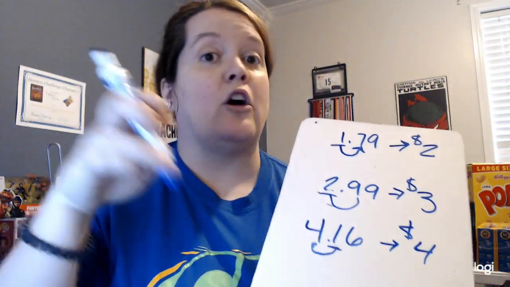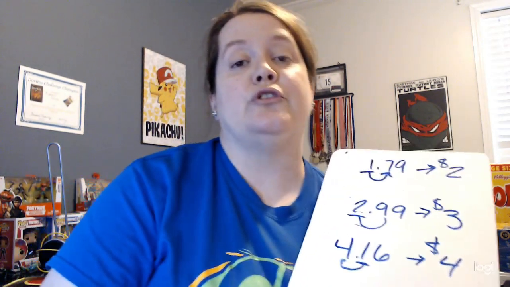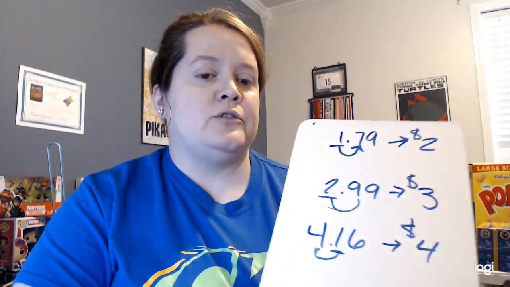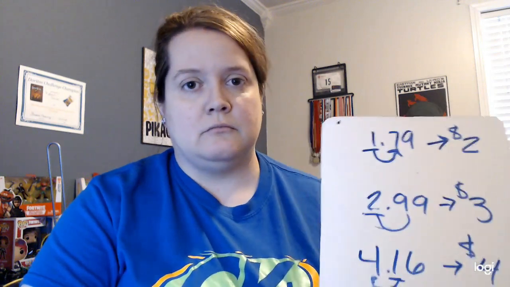So you could take all of your items and you could round them. Practice saying, is this closer to $5 or is it closer to 4? Which one is it closer to? And start rounding those to your nearest whole number.